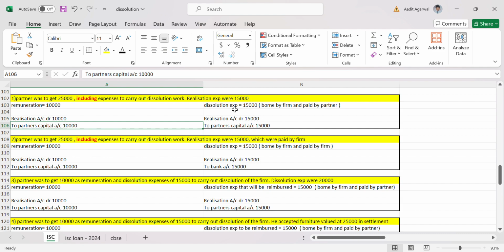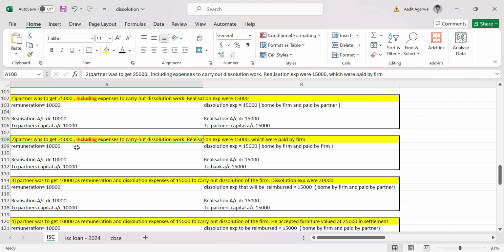For these dissolution expenses I need to check now who is bearing it and who is paying it. Now in this question the partner is getting the realization expenses back from the firm. So this means the firm is bearing these realization expenses which were initially paid by the partner. So since it is borne by the firm, realization will be debit, and since it's paid by the partner, partner will be credit. Let's look into the second one.